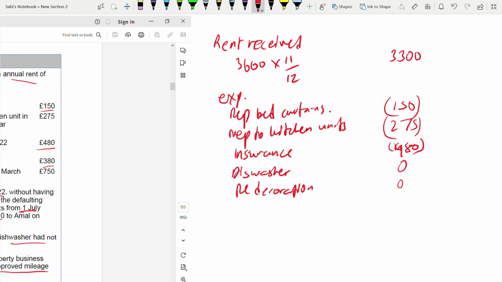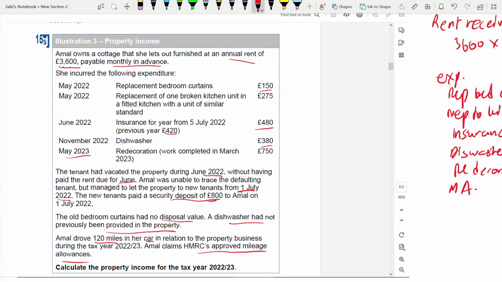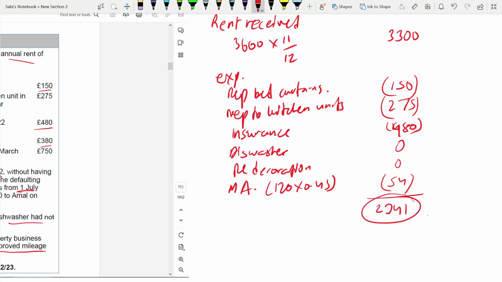Next, the last one, mileage allowance, MA. You can. How much? 120 miles we have dropped. Okay. So it will be at what rate? It will be at 45 pence because it's less than 10,000 miles. So 120 into 0.45. 45 pence means 0.45 pounds. 54. You can deduct. So the total is 2,341. This is your property income.